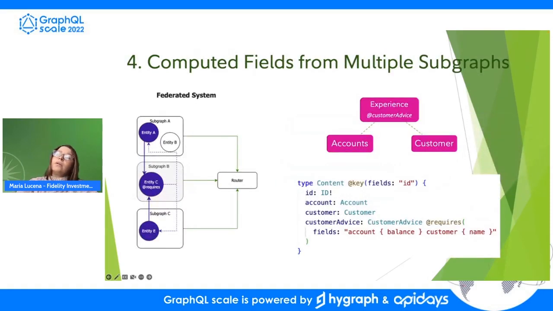The fourth pattern builds on that, and the difference here is that in this scenario, I have three subgraphs. The experience subgraph does not need to extend either account or customer, but it needs to borrow data from them to resolve its fields. So I don't want to enforce a relationship between entities that should not be aware of each other. I just need to use the data to resolve values. So again, the requires directive, external, and the shareable directive put together allow you to solve for that sort of scenario.